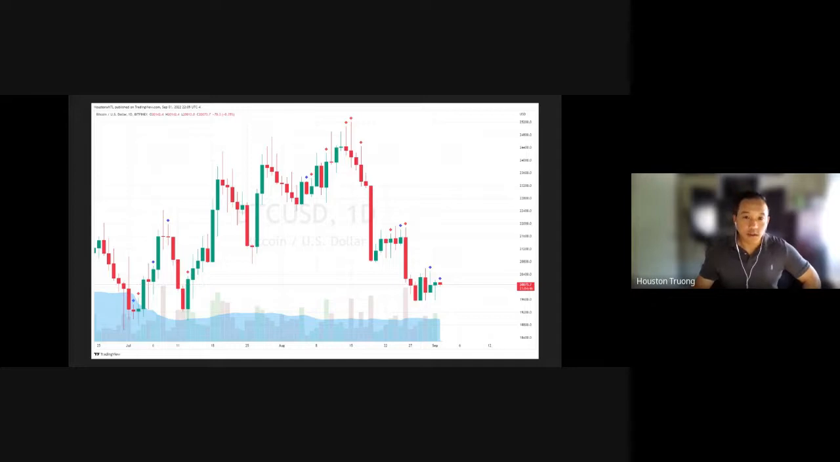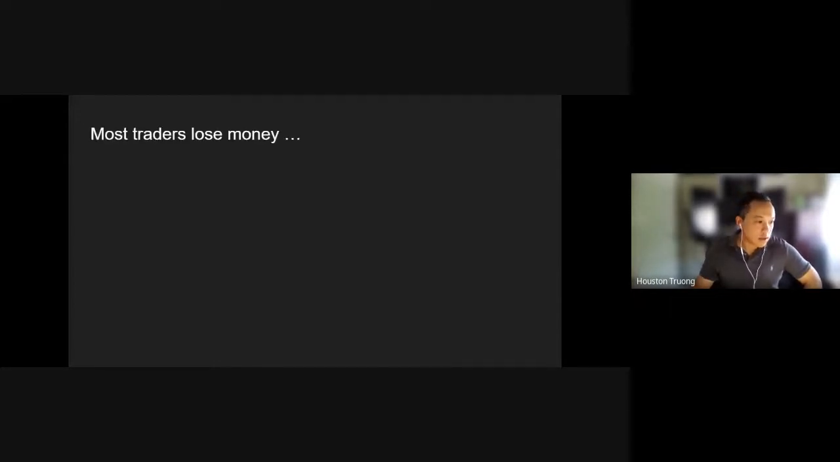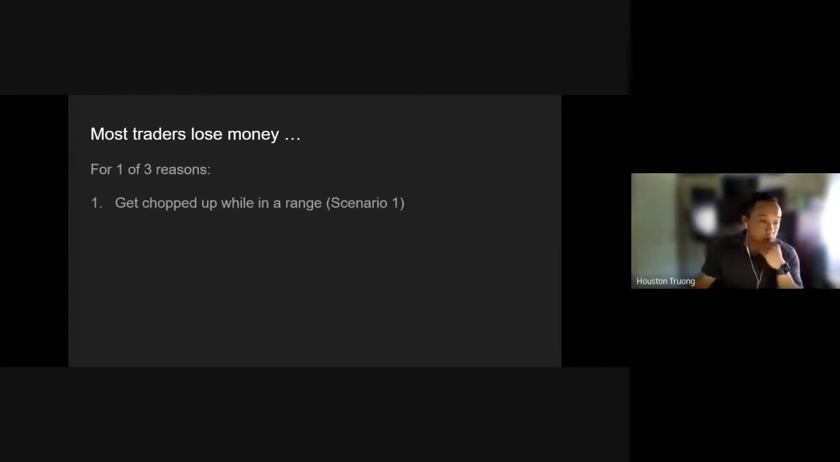So what I'm trying to say here with this setup is that the most important thing is not necessarily to not trade breakouts, but to understand that they fail for a reason. And so why do most traders lose money? It's basically one of 3 reasons. Most traders lose money, number 1, because they get chopped up in a range, right? And that's basically scenario 1.